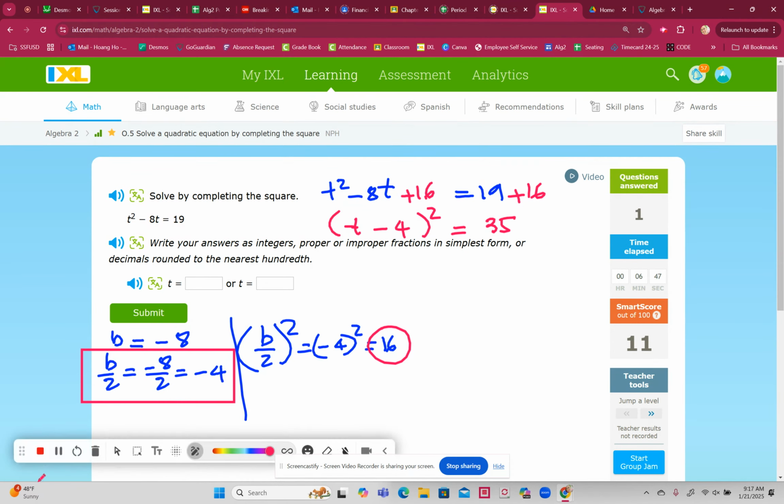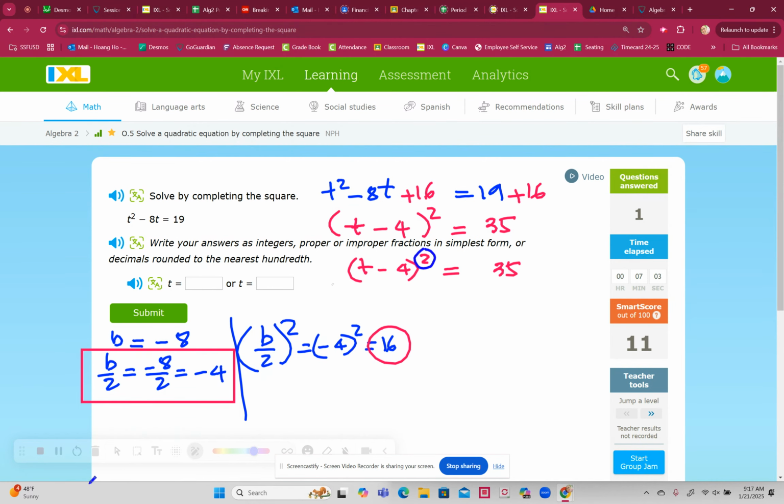What's the next step? How do you get rid of this power 2 in order to solve for t? Square root on both sides. What's missing in the front on the right side? Plus and minus. Now the left side you have only t subtract 4. Square root 35. Can you simplify further? No. So put plus minus square root 35.